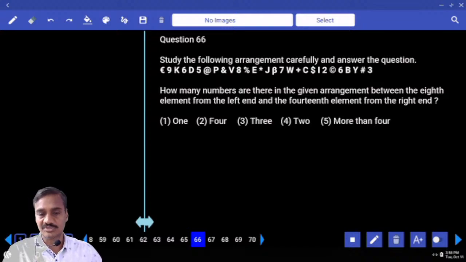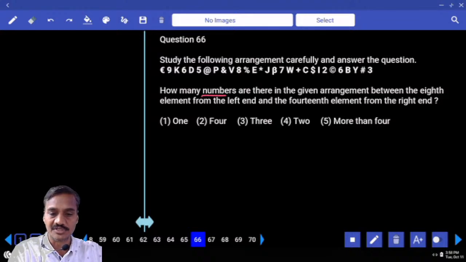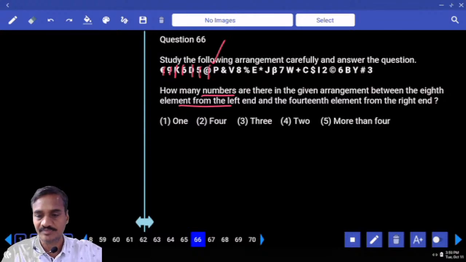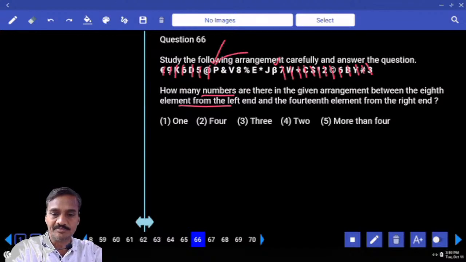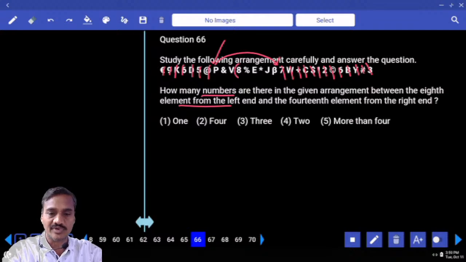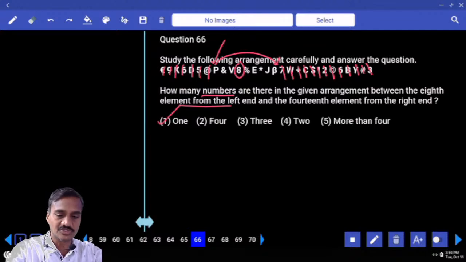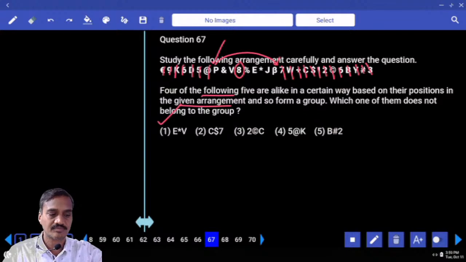Now coming to question number 66. The question is about a number in the above arrangement between the 8th element from the left. What is the 8th element from the left? 1, 2, 3, 4, 5, 6, 7. The 8th element from the left is P. And 14th from the right: 1, 2, 3, 4, 5, 6, 7, 8, 9, 10, 11, 12, 13, 14. Now between these two, tell me how many numbers are there. Between P and beta, there is only one number, that is 8. Hence what is your answer? Choice 1, question number 66.